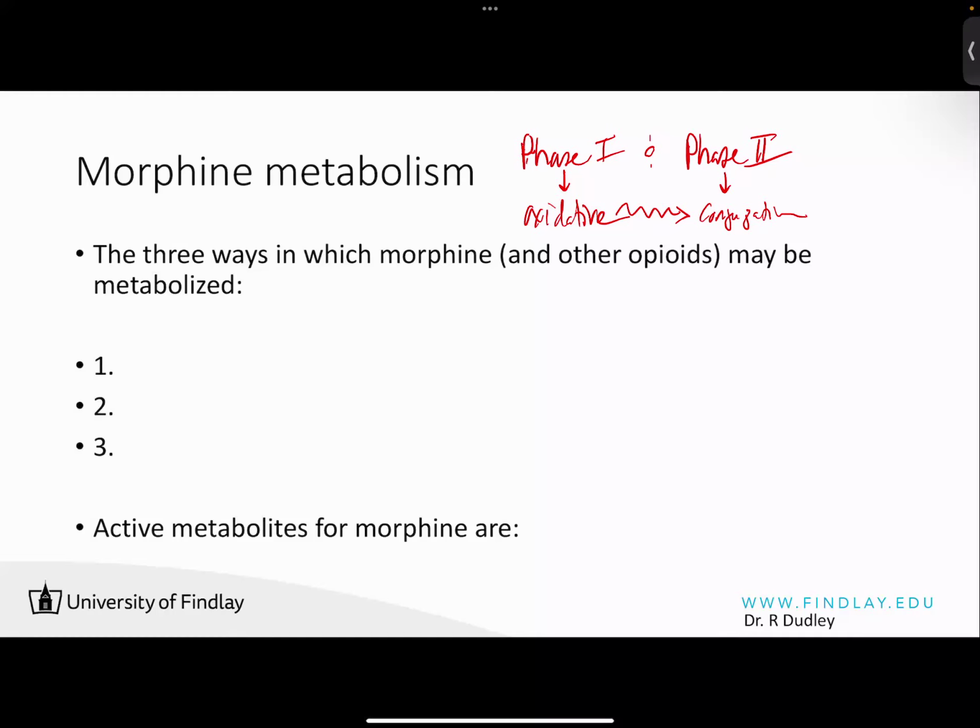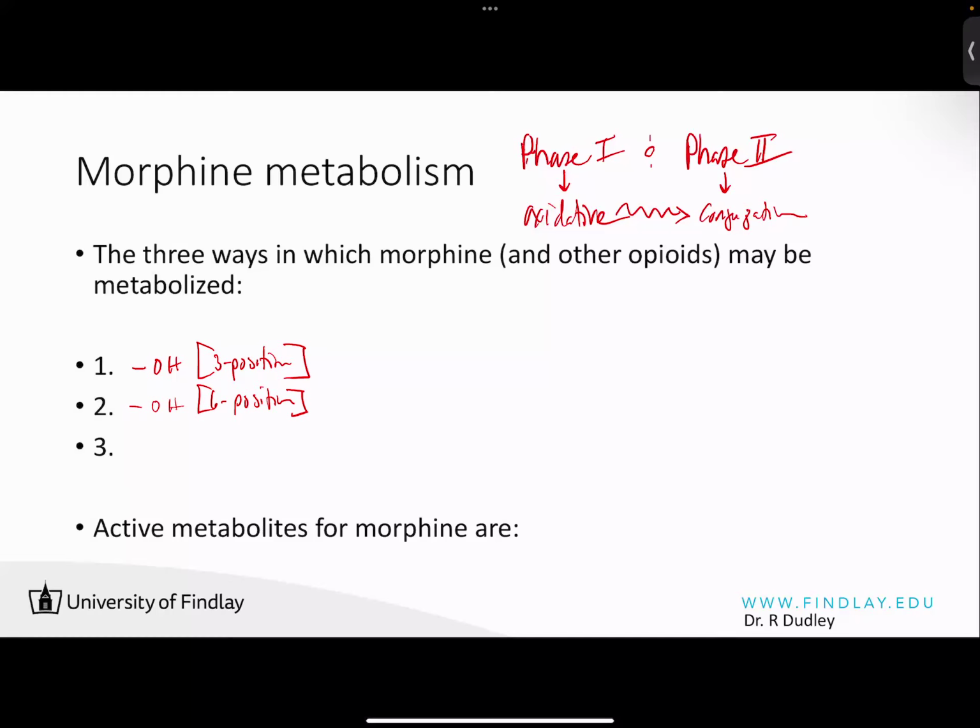Now, think back to the structure of morphine. Do we have a handle already in place on morphine? And the answer, of course, is yes. So we have an alcohol at the 3 position. We have an alcohol at the 6 position. So those theoretically are handles right there. All right.